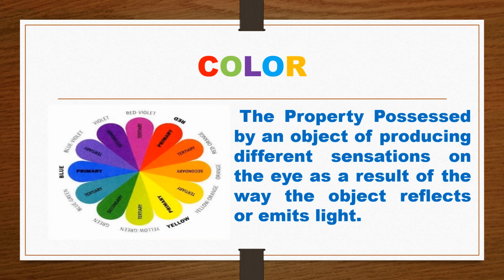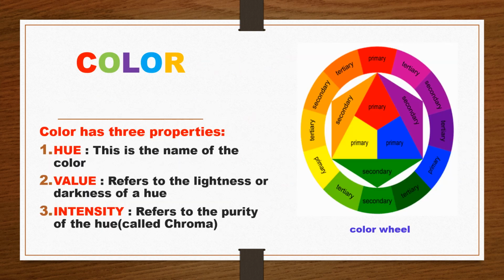The property possessed by an object of producing different sensation on the eye as a result of the way the object reflects or emits light. This is called color. So students, here we will learn about the properties of color. So there are three properties of color. First is hue. This is the name of a color. Then second is value. This refers to the lightness or the darkness of a hue. And third point is intensity. This refers to the purity of a hue. So in the picture also you can see the color wheel.